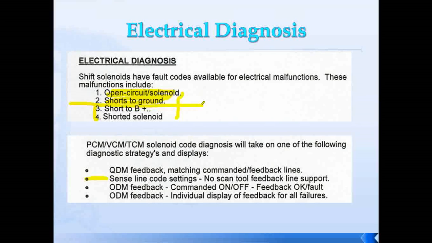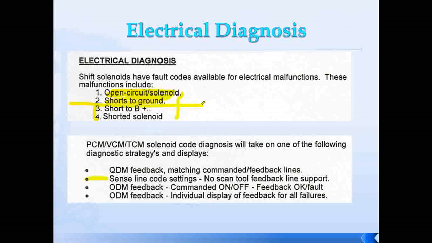So you put it up on the hoist, you clear the code, you set it up for a movie snapshot, you let the code automatically set, and you look at the gear the car was in and the command status of the solenoid at the time the code set. That will tell you what your problem is. Now, it does get easier than that as we move on.